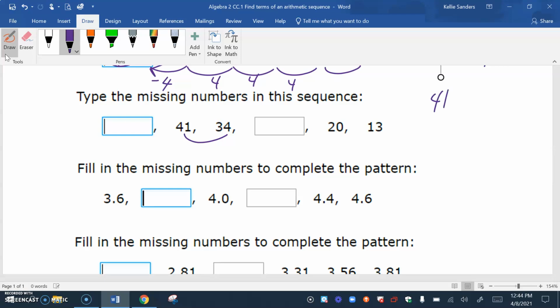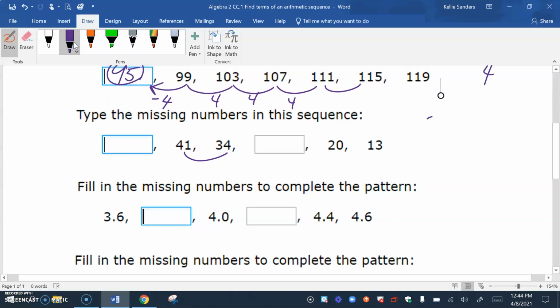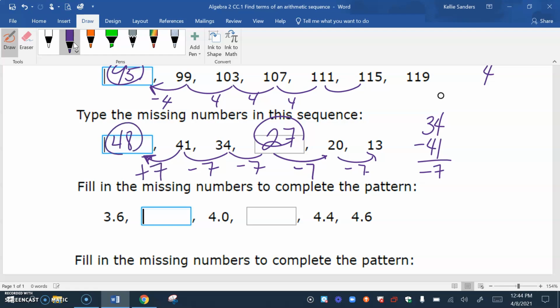So on this, we have 41. Actually, I'm going to stick with my routine, right? We have the one that's on the right minus the one that's on the left, and I get -7. So these are going down -7 every time. So 34 minus 7 is 27, but what am I going to do to be able to go to the left? We're going to add 7 to 41 and get 48.